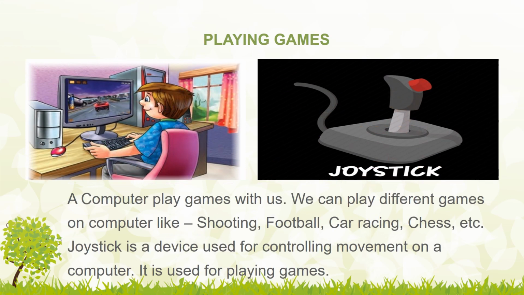Fourth, playing games. A computer can play games with you. You can play different games on a computer like shooting, football, car racing, chess, etc. It means if you want to play video games on your computer system, you can even install your own games on your device, or you can even play the games which are available in the accessories program of your computer system. A joystick is a device which is used for playing games on a computer. It also controls the movement on a computer.